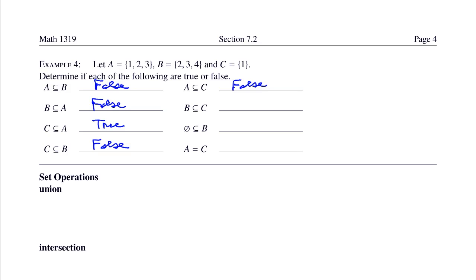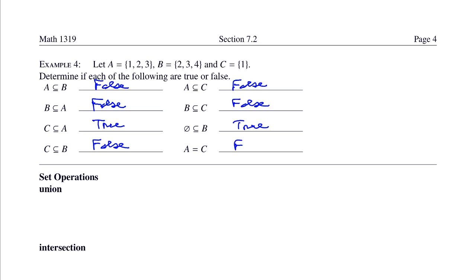Every element in A is not in C. All right, the 2 is not in C and the 3 is not in C. How could you know that A could not possibly be a subset of C? Yeah, C only has one element, and A's got 3. That's not going to work. Yeah, you're trying to fit it into a small box. You can't do it. Same logic for B is a subset of C. That's a no-go. The empty set is a subset of B. True or false? True.